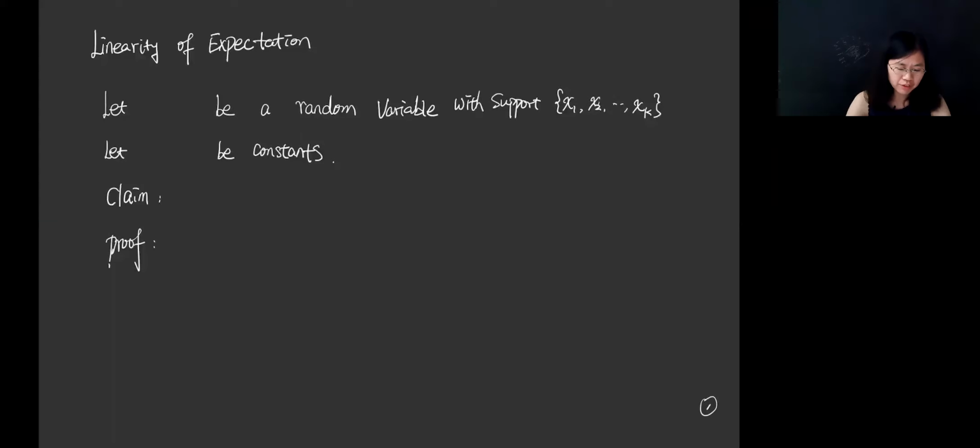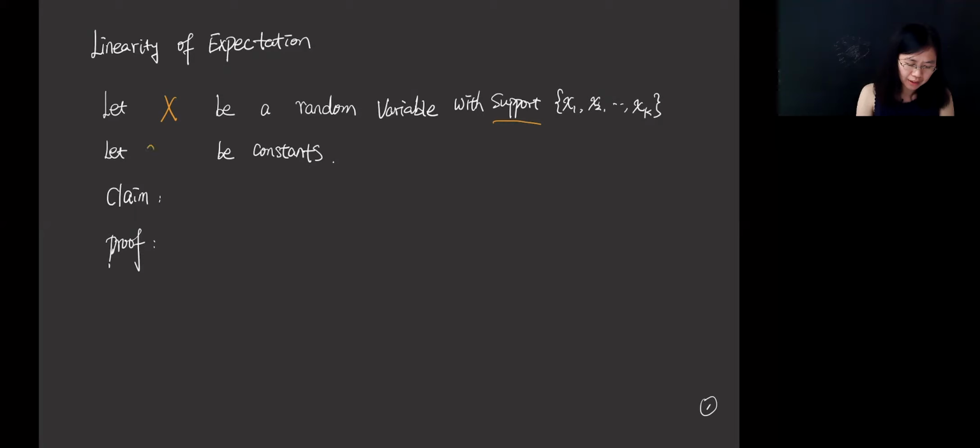In this short video clip, we are going to discuss a useful property of expectation that is called the linearity of expectation. What is the linearity of expectation? Let's see. Let x be a random variable with support x1, x2 to xk. Support is the set of all the possible values that the random variable x can take.